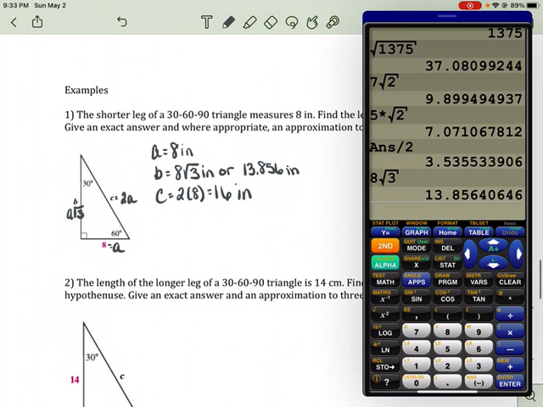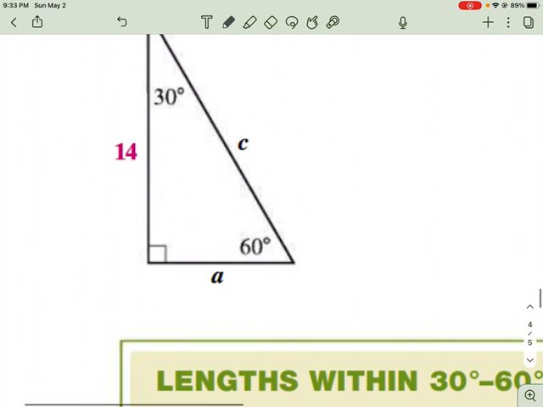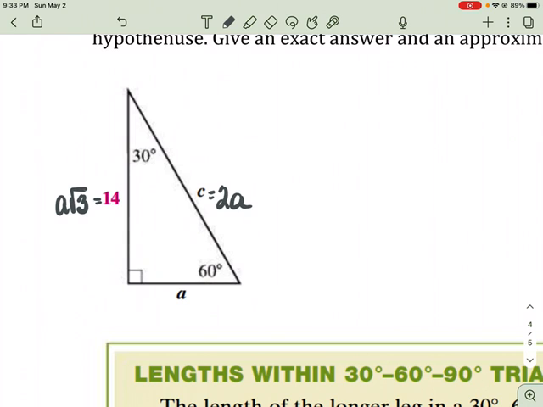All right, let's try one more and then we're going to call it a day. So we have the longer leg in the 30, 60, 90 triangle is 14. Find the length of the hypotenuse and give an exact answer and an approximate. Okay, so this guy is 14. Remember, he is A square root of 3, C is 2A, and down here is A. Okay, so we know that, oh wow, I better figure out what A is. So we're going to divide by square root of 3.